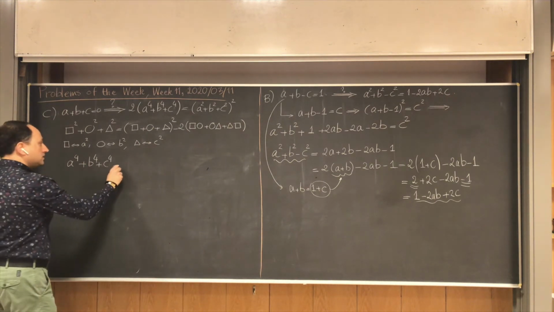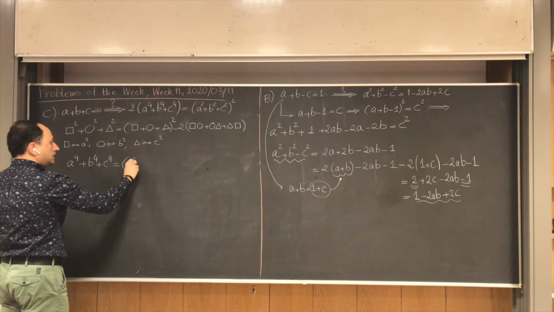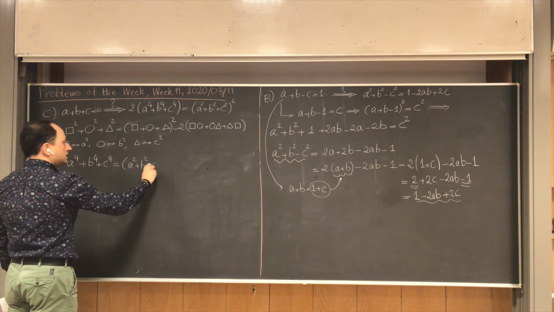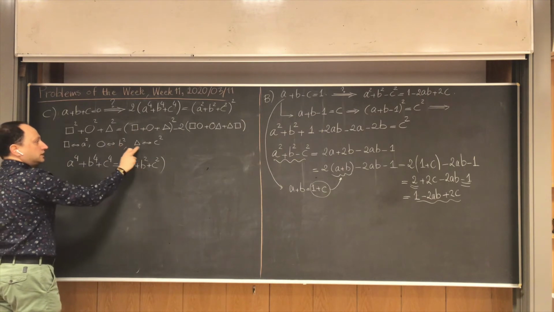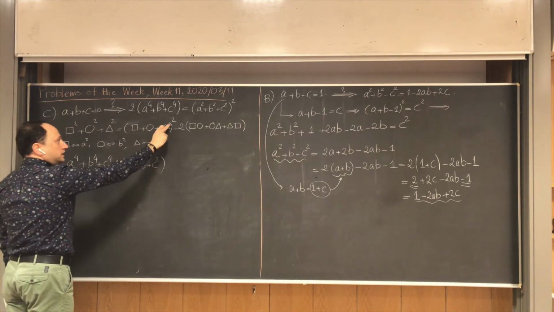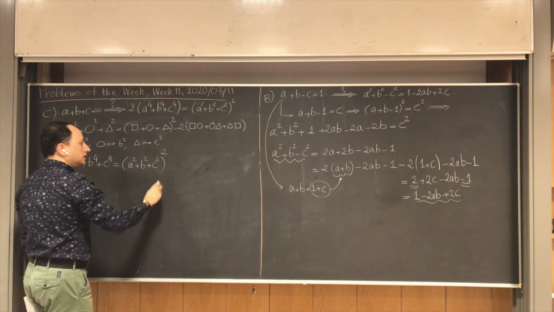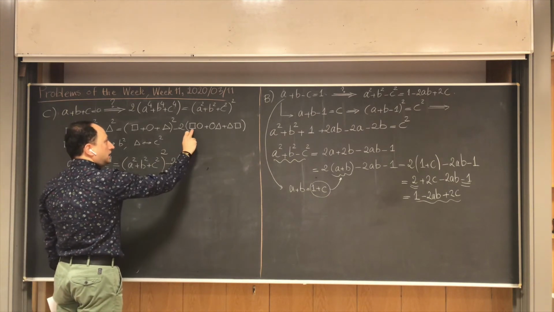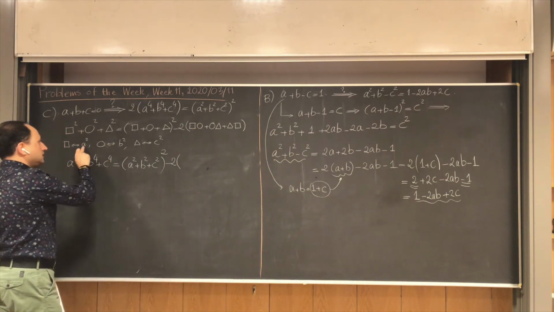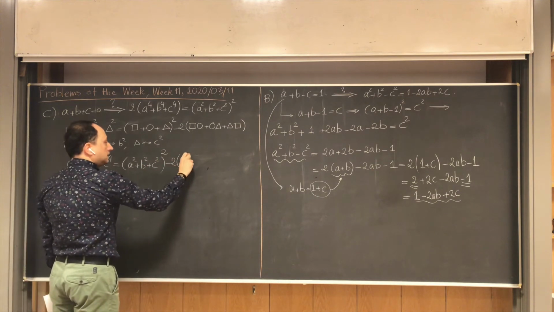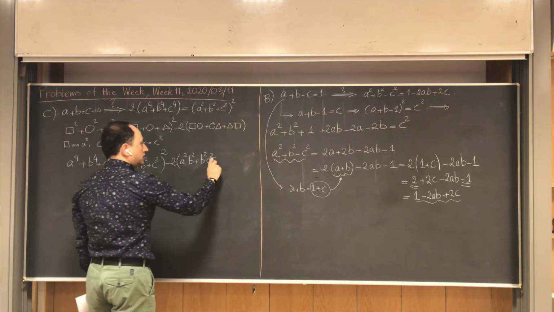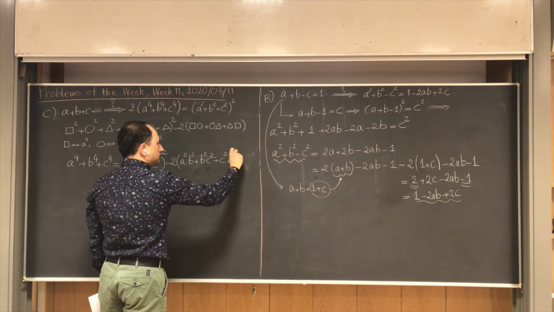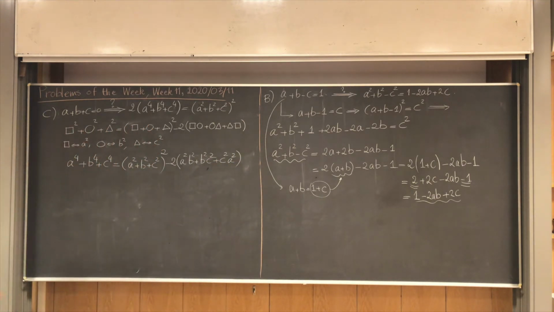Okay, on the right-hand side, I will have a squared plus b squared plus c squared. Why? Because box is a squared, circle is b squared, and triangle is c squared. And then I have another power of 2 here, minus 2 times, here, box times circle is a squared b squared. And for the same reason, the next one is b squared c squared, and finally c squared a squared. Yes? Okay, so far so good.